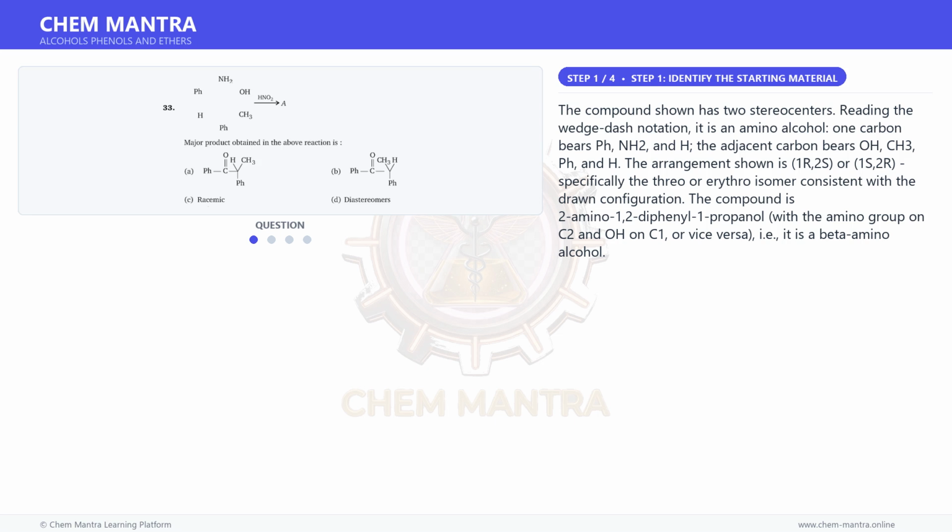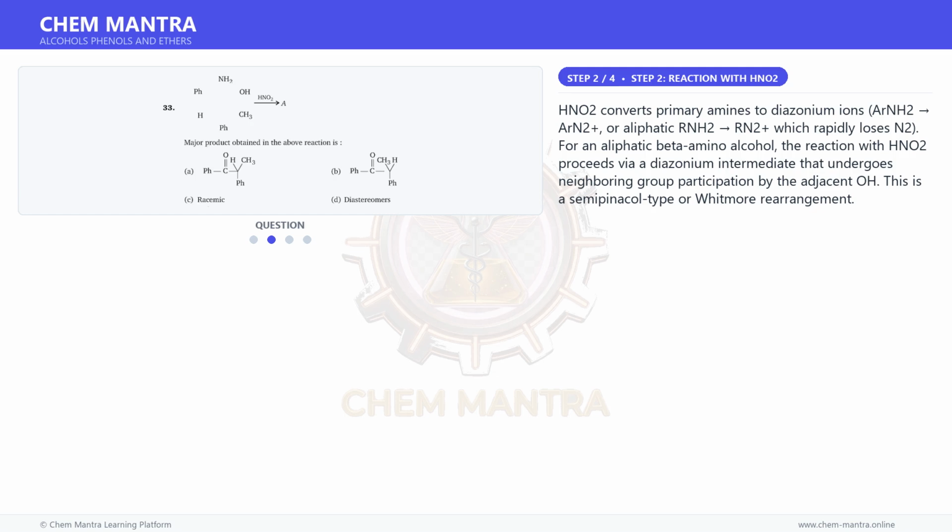The compound is 2-amino-1,2-diphenyl-1-propanol, with the amino group on C2 and OH on C1 or vice versa, i.e., it is a beta-amino alcohol. Moving on to the next step.